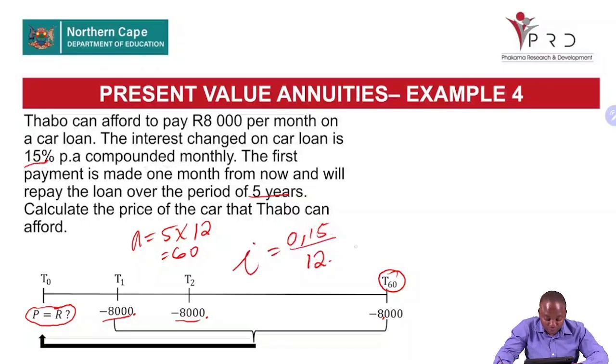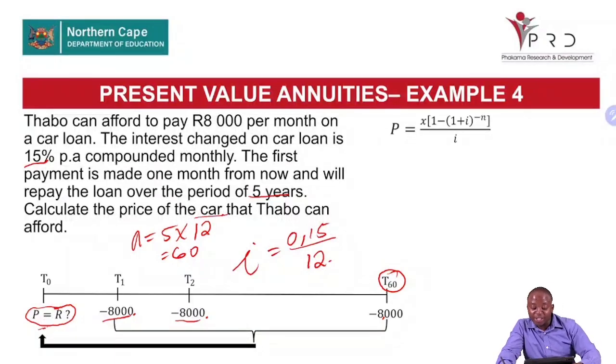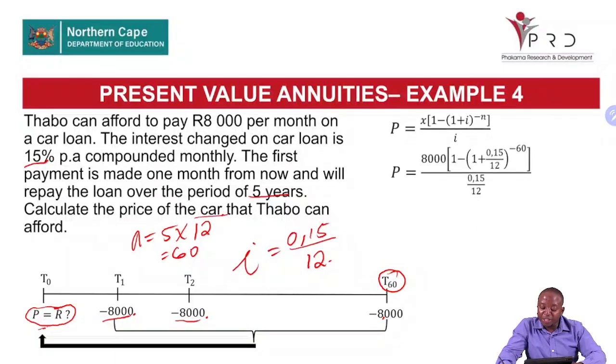Then we continue to say, calculate the price of the car that Tabo can afford. So we're looking for the present value, because he wants the car now. We quote down the present value formula. We substitute into the formula: X is 8,000, because that's the amount that he can afford to pay monthly.